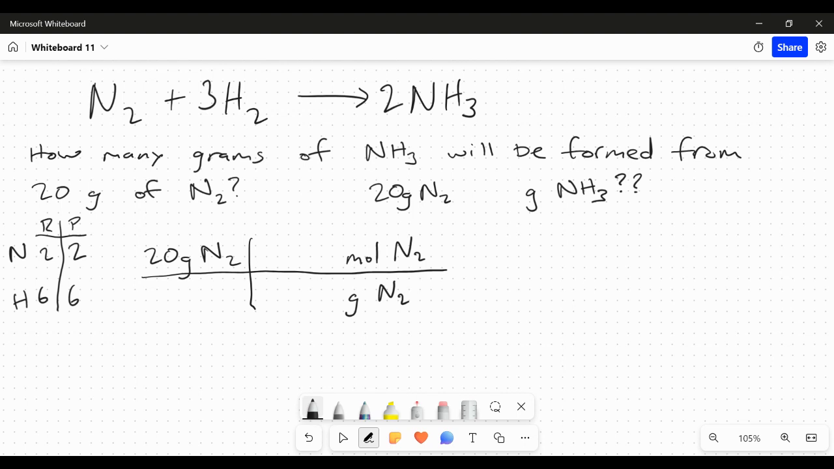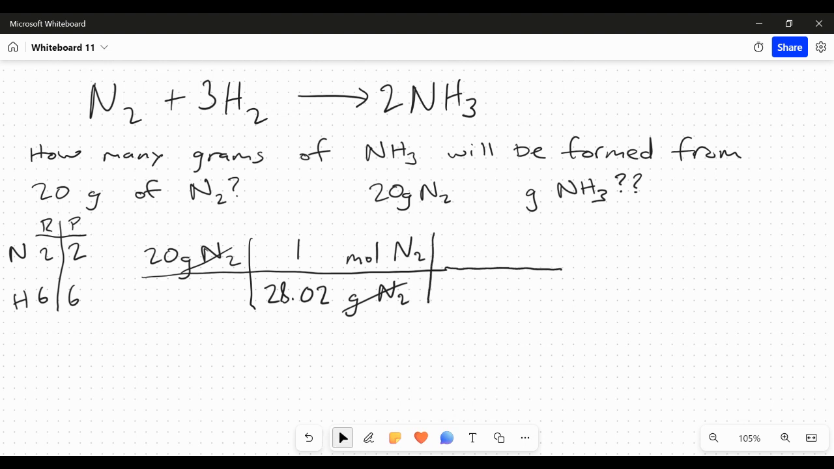The relationship is 1 mole is equal to the molar mass in grams. The molar mass of N2 is 28.02. Let's cross out our units. Now our unit is moles of N2.